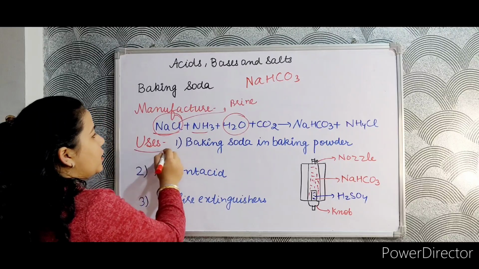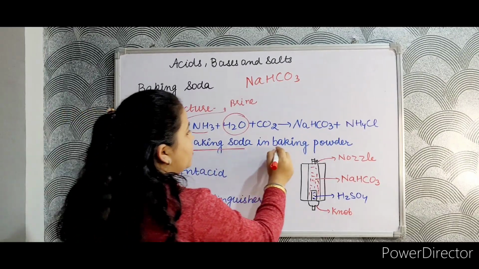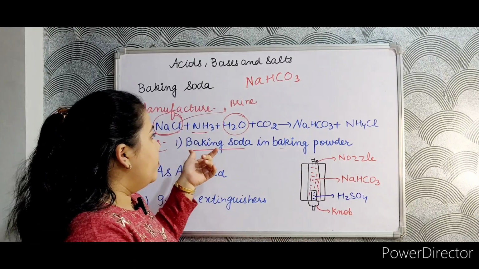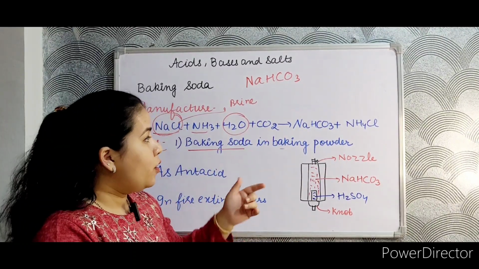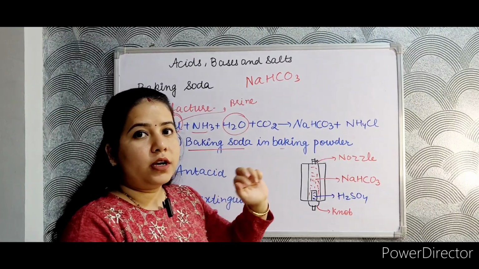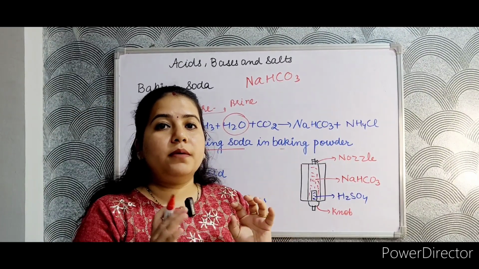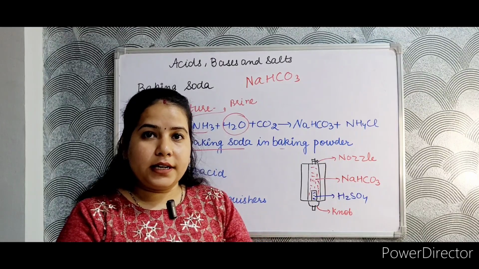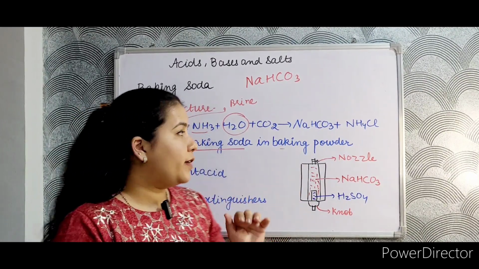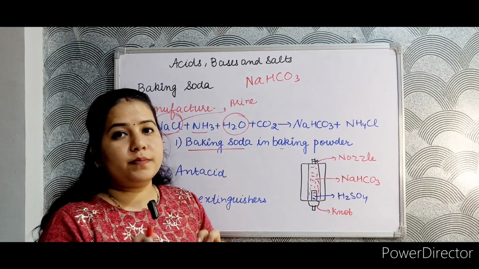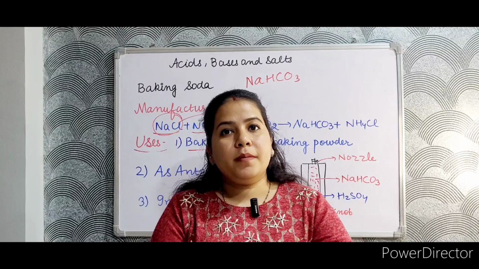Now next is the uses of baking soda. It is used in baking powder. Baking soda is an important component of baking powder. Along with baking soda, some tartaric acid is also added in baking powder. The purpose of adding tartaric acid is to neutralize the effect of baking soda, as it is basic in nature. When dough of the cake is prepared, baking powder is added.